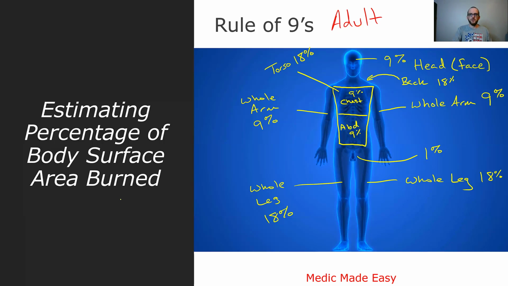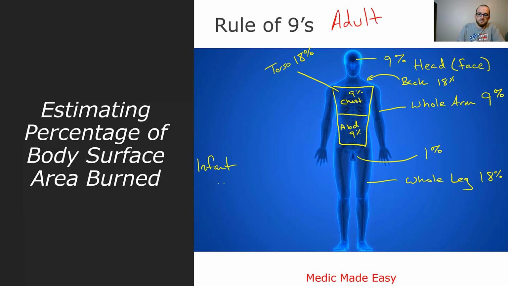Now, moving from an adult to a pediatric patient, I'm going to erase these percentages on this side just to open up a little bit of space. So moving from adult to infant, here's our baby. Most of it is the same. The nice part is it's easier to just remember what's different than to try to memorize a whole bunch of different numbers.